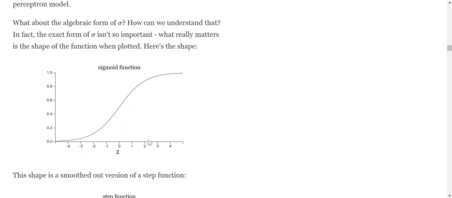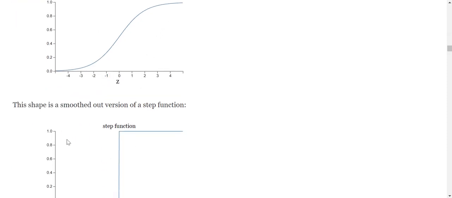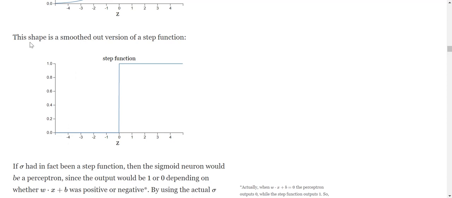You can see that as z increases to very large values, the value tends to 1. It will not touch 1 unless you have perfect infinity or something. And similarly with very negative values. And this shape is a smoothed out version of a step function.